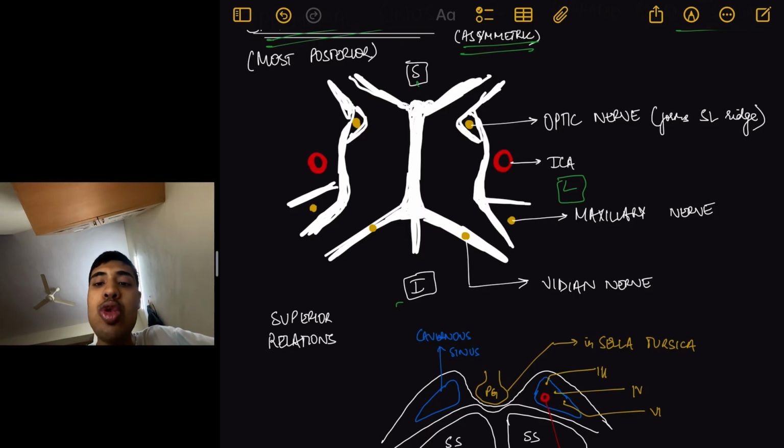You have this superolateral ridge formed by the optic nerve. You have the internal carotid artery laterally. You have the maxillary nerve and the Vidian nerve. So the optic nerve forms the superolateral ridge, with the internal carotid artery, maxillary nerve, and Vidian nerve.